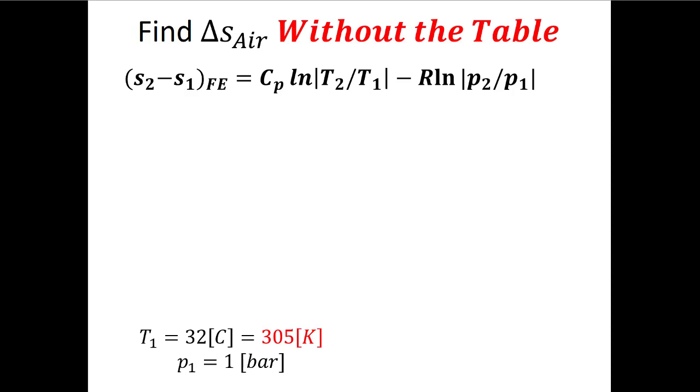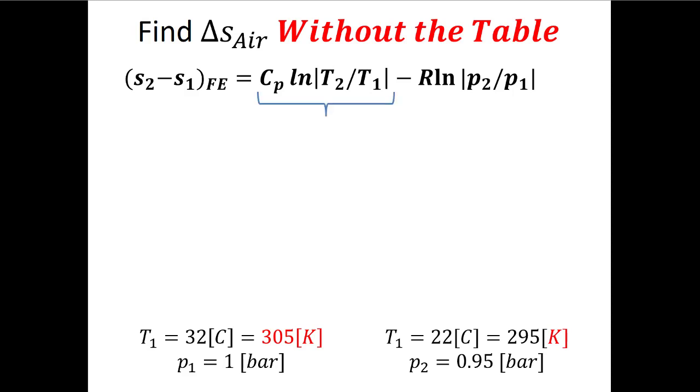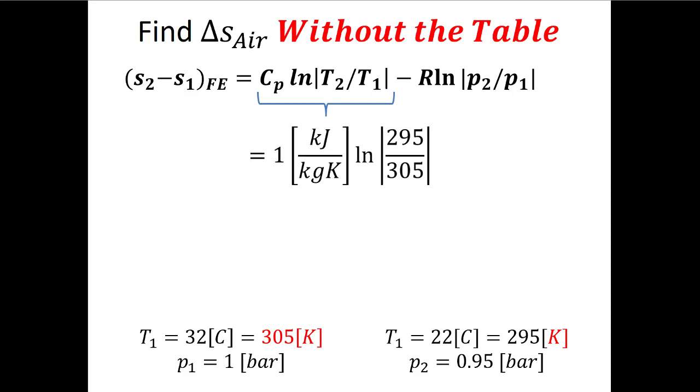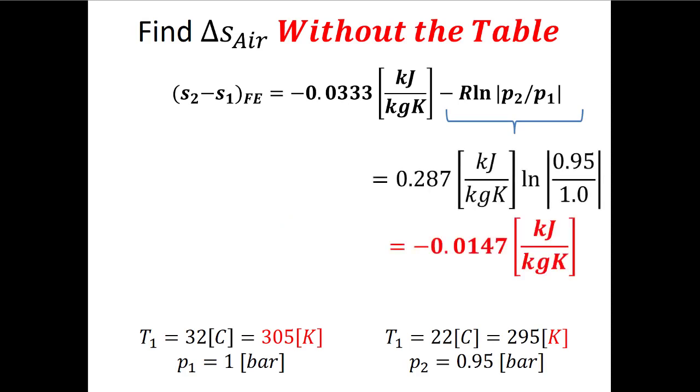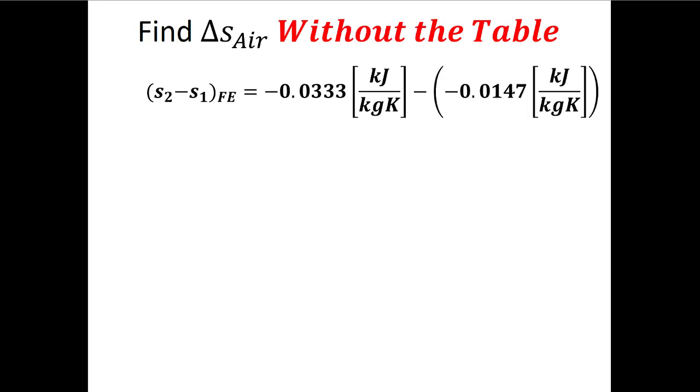Again, we know the temperature and pressure at state 1, and we know the temperature and pressure at state 2. So we can put this information into our equation. Here in the first term, right, I get 1 kilojoule per kilogram Kelvin times the natural log of 295 divided by 305. Remember, I got to use Kelvin, right? And I get a negative answer here, just like I got a negative answer when I was doing it in the book, right? So now I can find R times the natural log of P2 divided by P1. I can work this out. This is also a negative answer, right? Because here I'm looking at the air side, and that's what I'm cooling down.